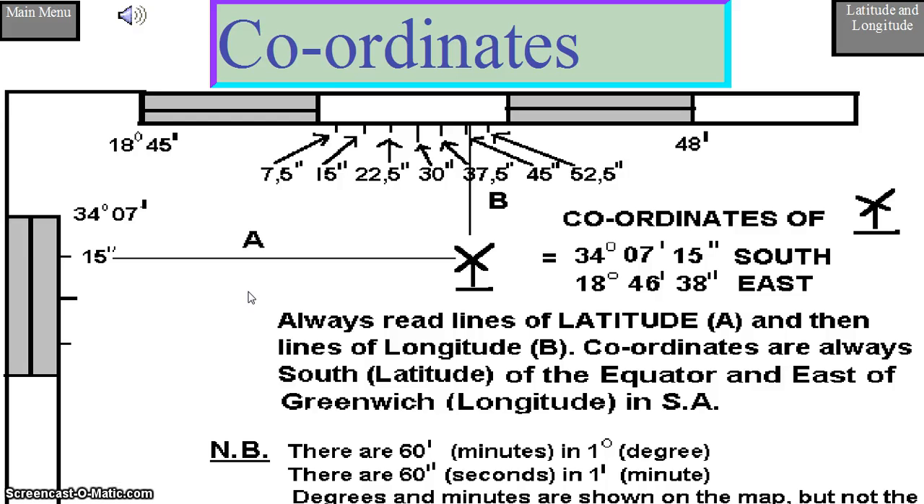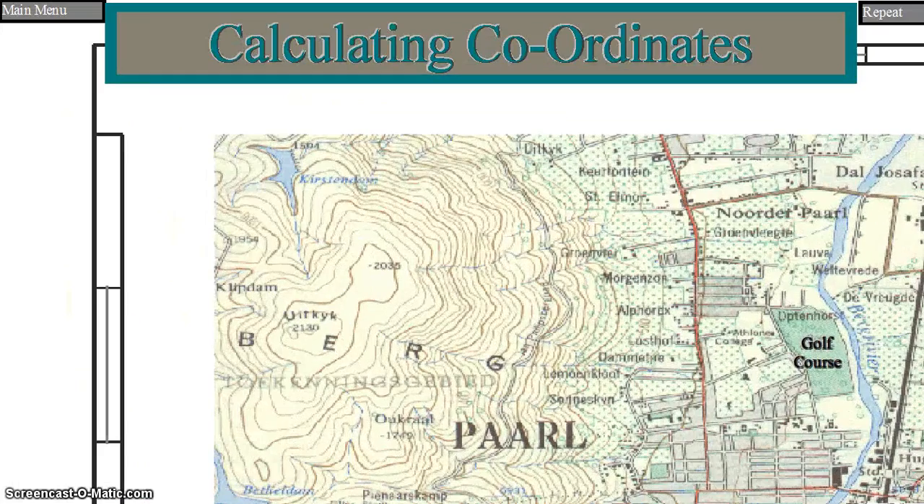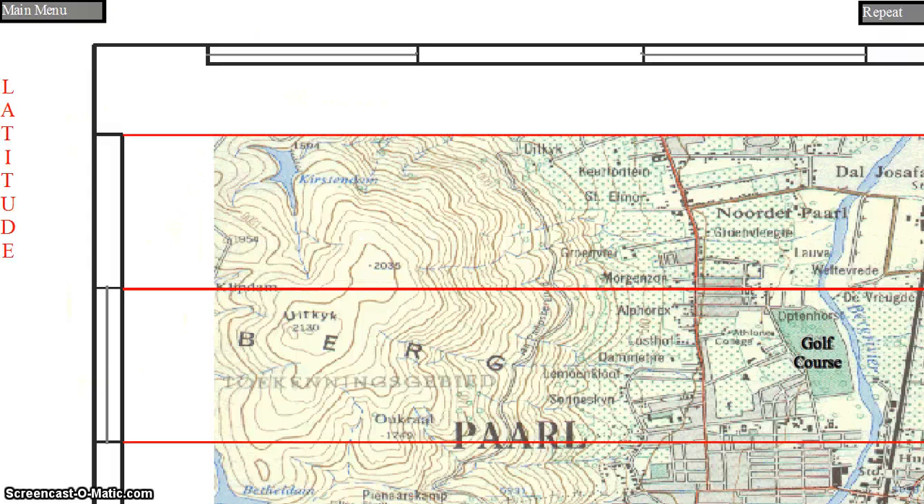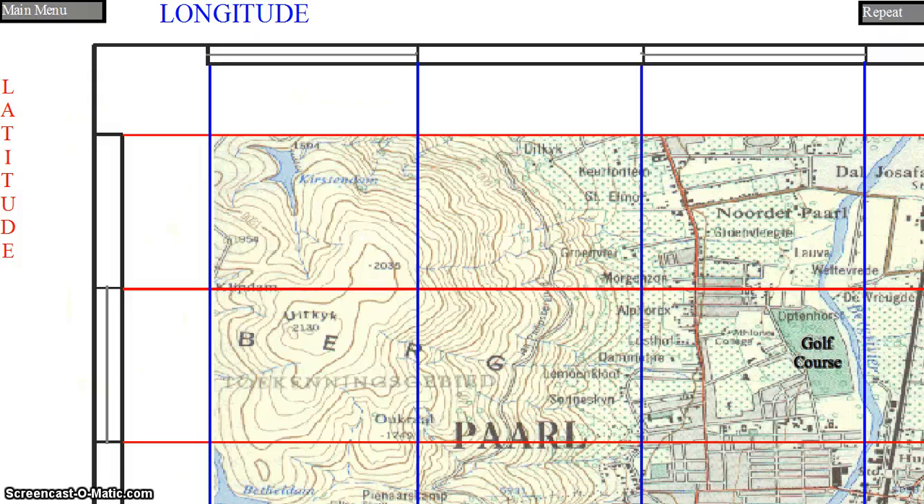Coordinates consisting of lines of latitude and lines of longitude are used to determine position on a map. Coordinates consist of lines of latitude and lines of longitude. Together, lines of latitude and lines of longitude form a grid which is used to show position on a map.